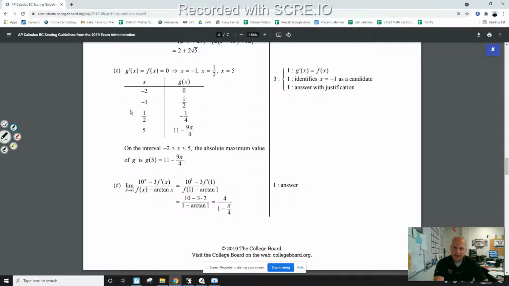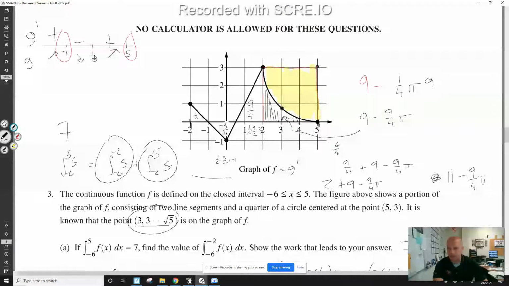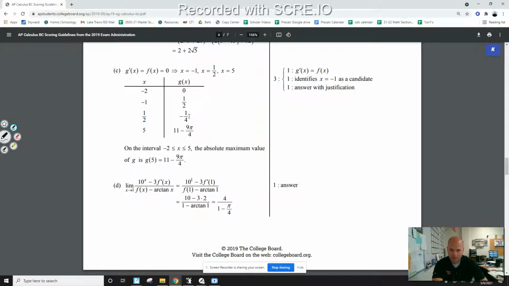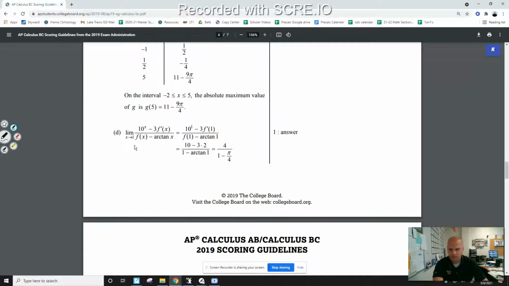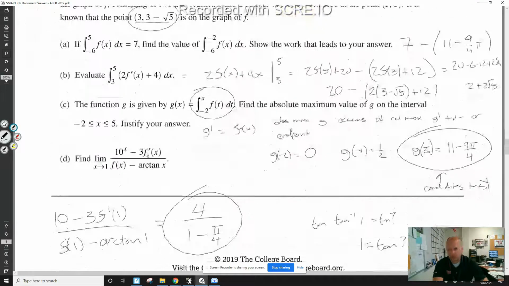Part C, I hate how they include candidates, and they do this on the scoring guidelines. They included a candidate of a relative min. They included 1/2. It's like, we didn't have to include a 1/2. It's not a candidate. Exclude it. Absolute maxes are relative maxes or endpoints. This is stupid. We identified the candidates. We found the values. 11 minus 9 pi over 4, 1. That was 3 points. Part D was only worth 1 point, which is just plugging it in. That's a brutal problem.